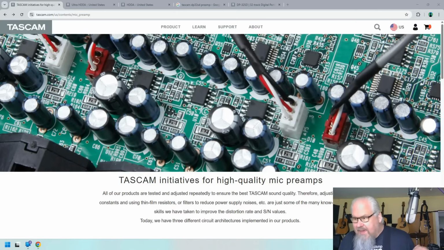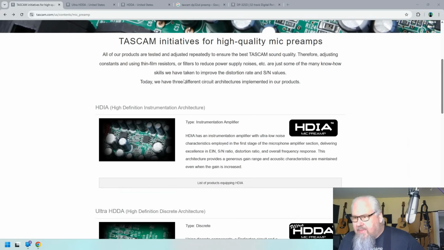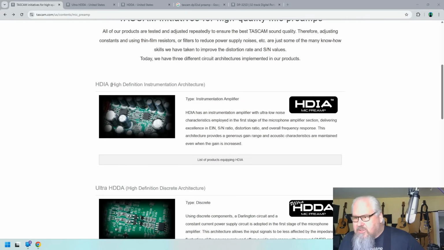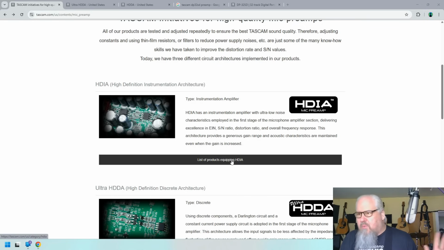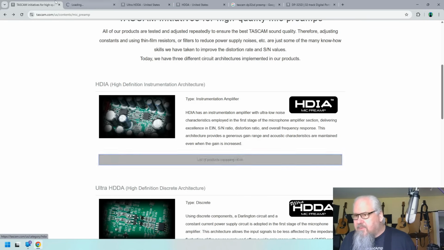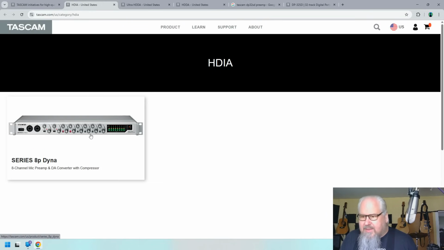So now if you go onto the Tascam website, they actually have a link from the Model 24 to the preamps. And then they talk about the different ones, the HDIA, the high definition instrumentation architecture. So that's the highest one. That's the greatest one. They only have one product that actually uses it. I'll show it to you here. So let's just go over, and then if you get this Series 8P Dyna, you get that awesome preamp. So that's the high end one. That one, I have no idea how much that is. I'm not going to worry about it.